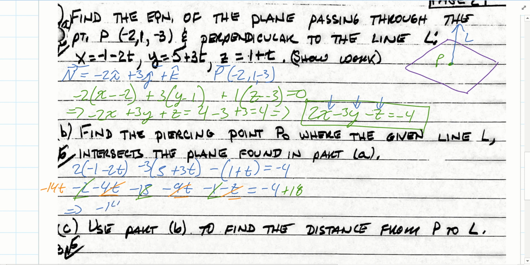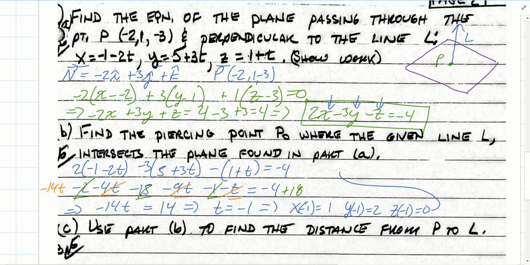So I have negative 14t equals 14. Hey, look at that, it's almost like they did that on purpose. So t would equal negative 1. Now we have to plug that t back into all of our equations. x of negative 1 would be negative 1 plus 2, so it would be 1. y of negative 1 would be 5 minus 3, so it would be 2. And then z of negative 1 would just be 0.